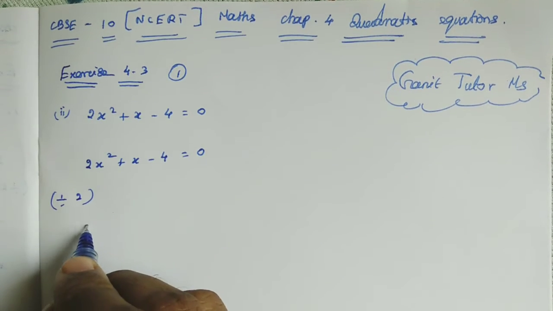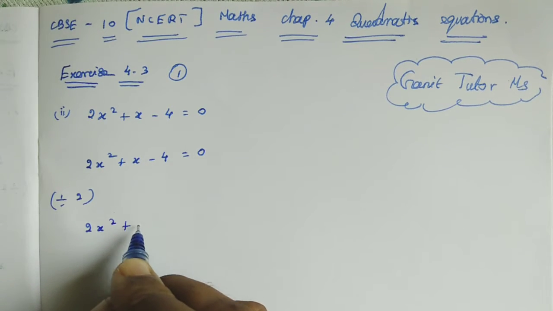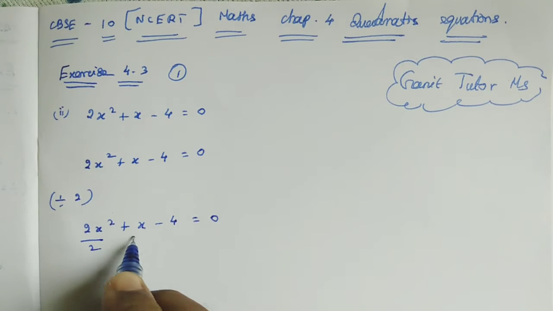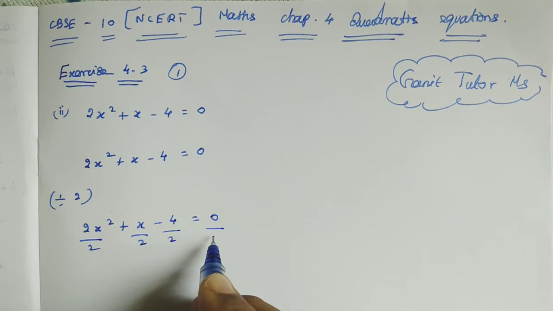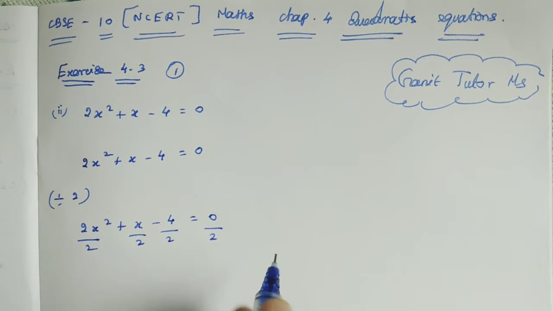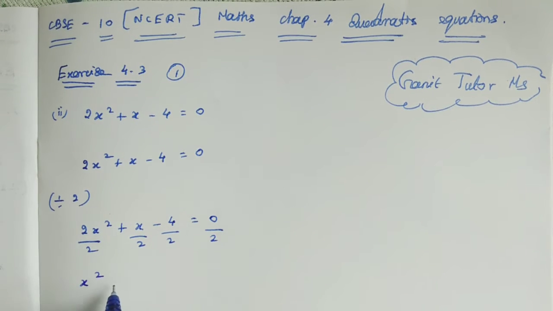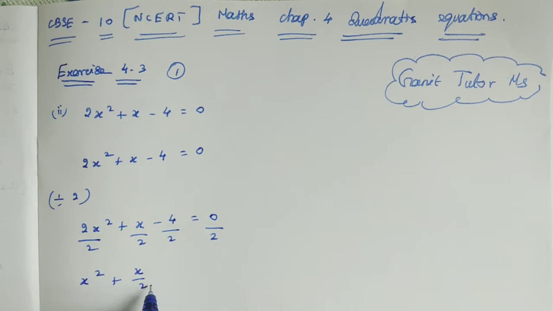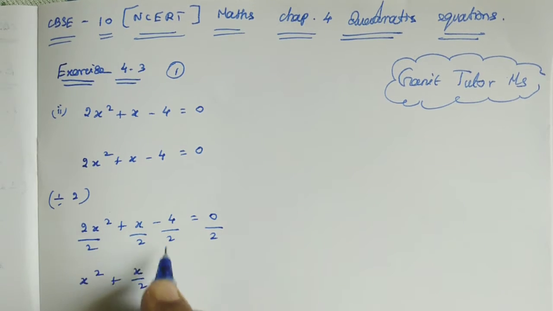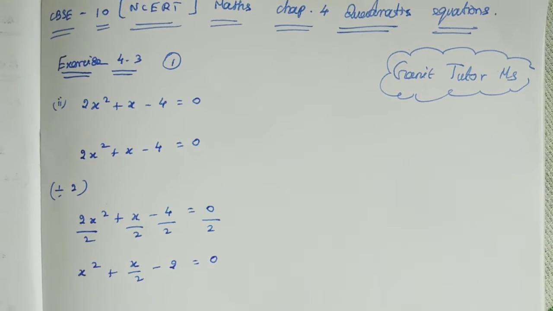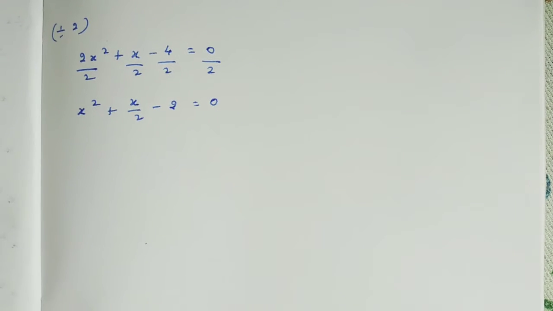Then you will get 2x squared plus x minus 4 equal to 0, divided by 2 throughout. Next you can cancel it, and it becomes x squared plus x by 2 minus 2 equal to 0. Any doubt? So next step, what are we supposed to do?